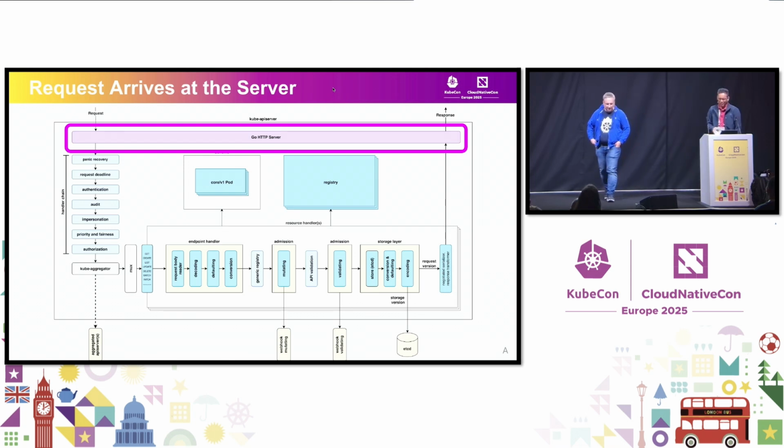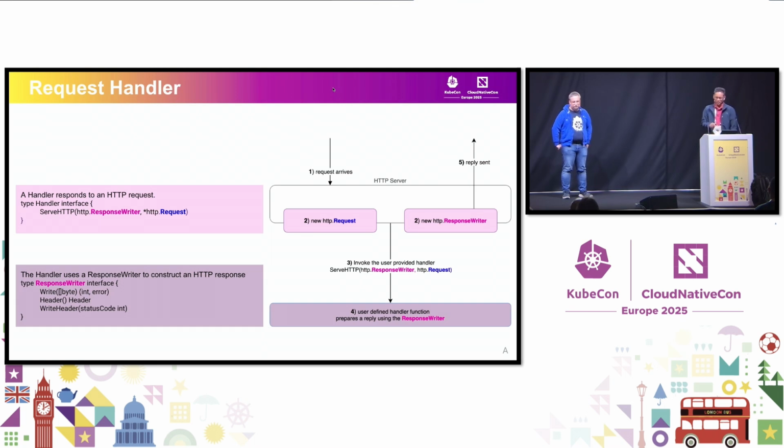So let's see what the API server does. Our request is now making its way to the Go HTTP server that is listening to and serving all incoming HTTP requests. This is a very simplistic view of what the HTTP server does when it accepts our request. In step 2 of the figure, you can see that it creates a new HTTP request object that represents our request on the server. It has the request parameters, the headers, and also the body that we provided. Then it creates a new response writer object that can be used to construct an HTTP response. It then invokes the user-provided handler with the request and the writer. A handler is a user-provided function that is responsible for responding to the request, and it uses the writer object to construct the HTTP response.